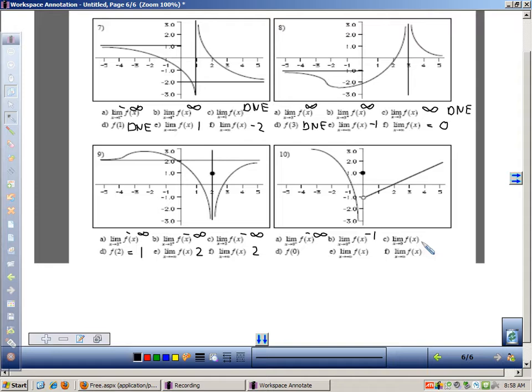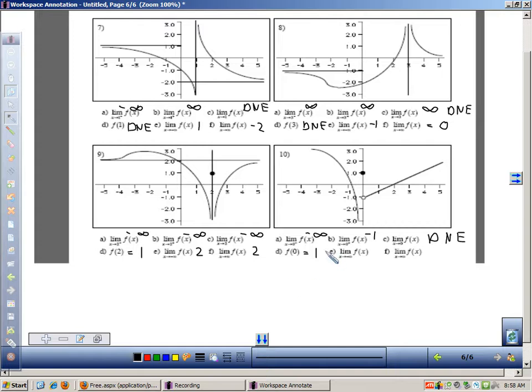The limit as x approaches 0. Is it the same from the right and left? No. So we say the limit does not exist. The function value at x equals 0. What's the function value at x equals 0? They give us a dot at 1. So the function at x equals 0 is 1.